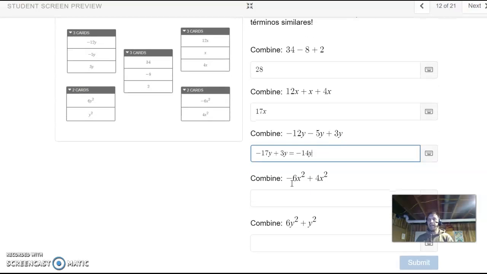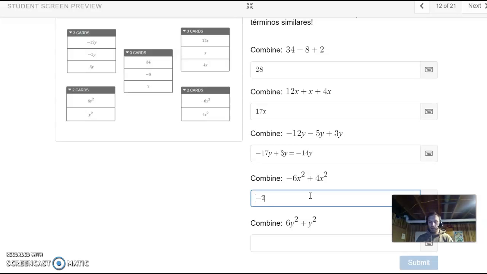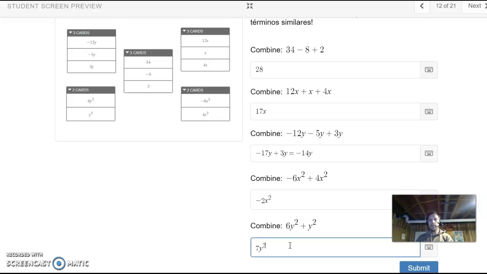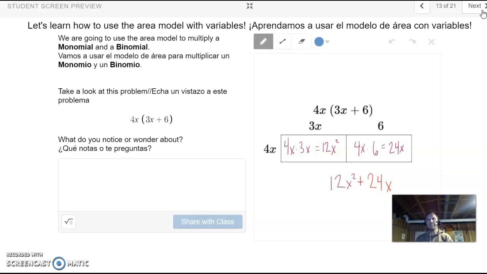Right? Negative 6 and negative 4, when we add those coefficients, we get negative 2x to the second power. Then finally 6y squared plus y squared. Remember, there's no coefficient here, so it's 1. So we'd have a total of 7y squared. Try those out and make sure you have the right answer.